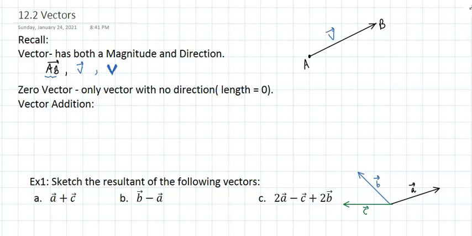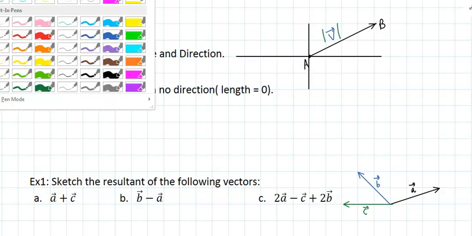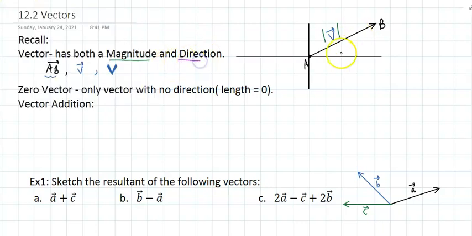And if you map this vector on a coordinate plane, two things that you always need. Magnitude is actually the length of the vector, and direction, normally it's the angle that the vector makes with the x-axis, kind of like trig.